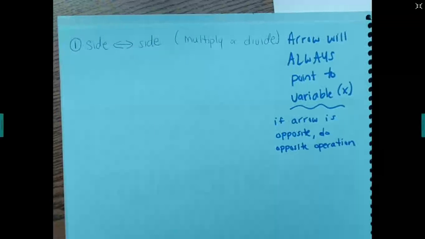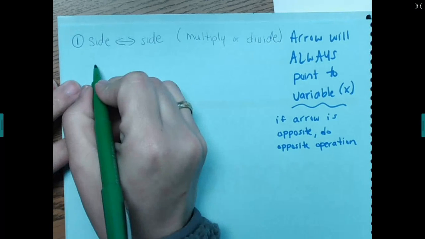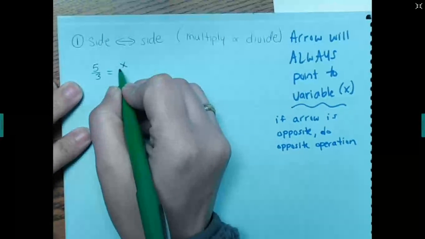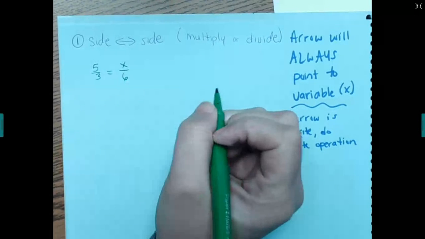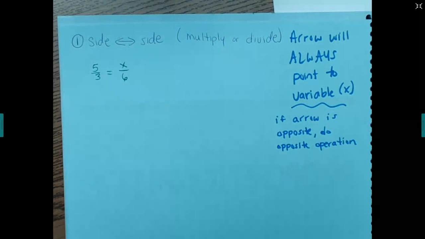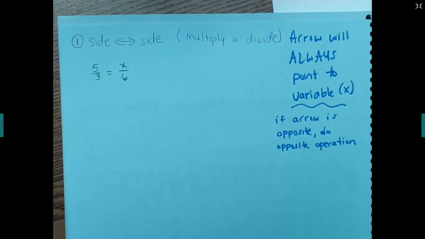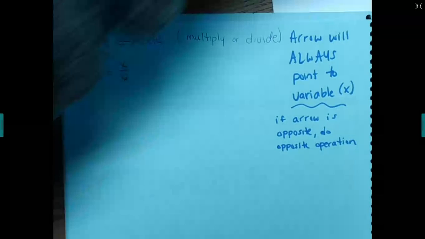All right. We're going to start off with no word problems, just numbers. We're going to just make sense of it with numbers before we start trying to put meaning to it. All right. So we're going to start off with 5/3 equals x over 6.